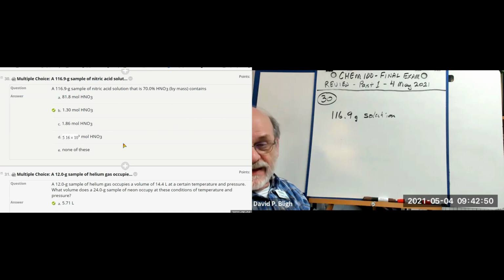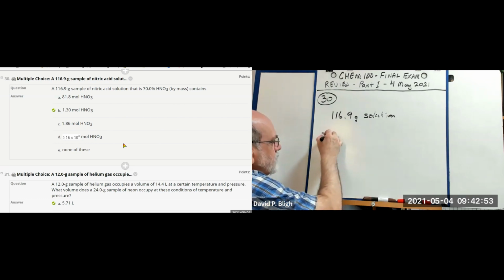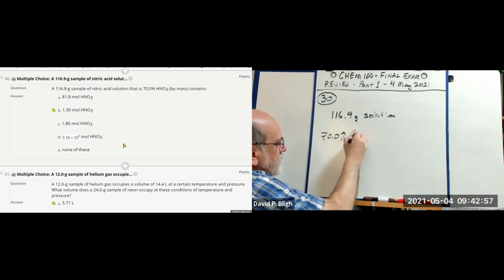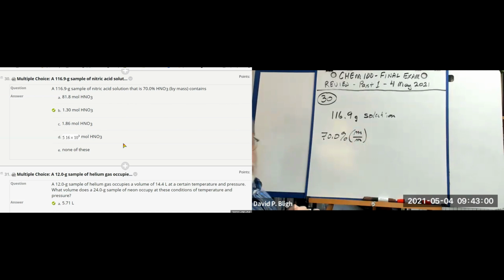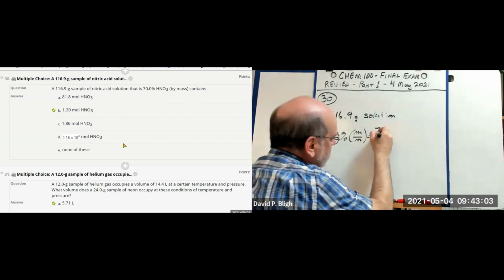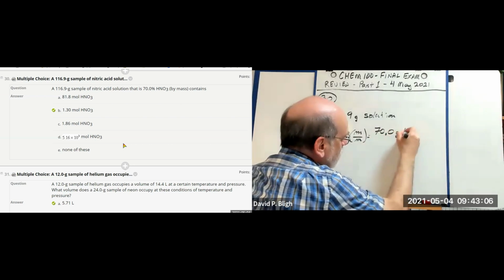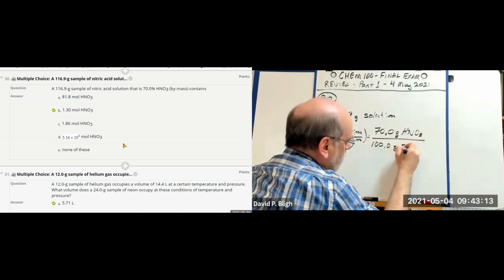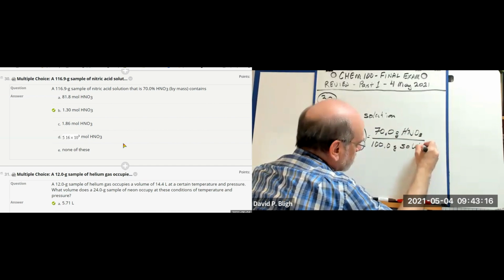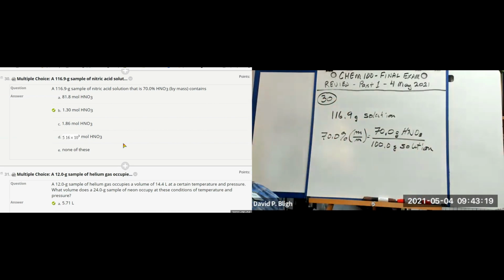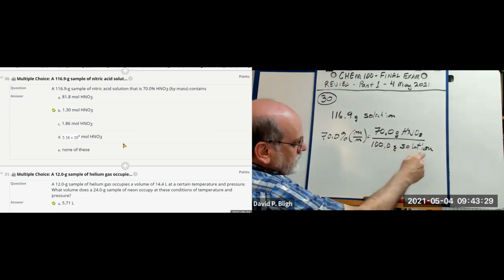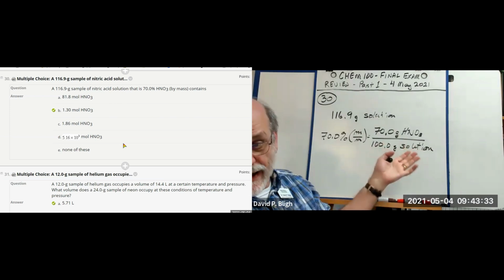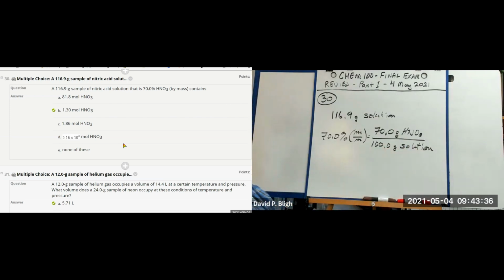So 70% by mass means what? That's what that means. That means that there are 70 grams of HNO3 for every 100 grams of solution. Okay? So all we have to do is multiply this times that, because this one's in the denominator, right? That cancels, and that leaves us with grams of nitric acid, HNO3.